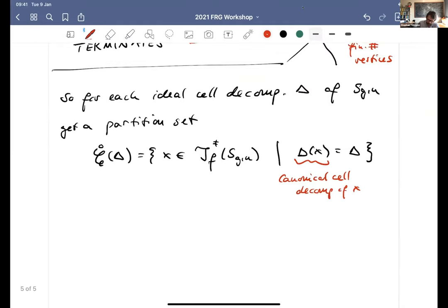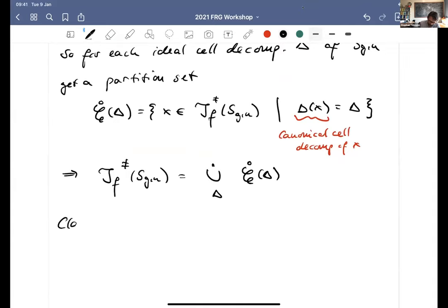Okay. And so this gives us now a nice partition of our space into these sets. So this is a disjoint union where you go over all cell decompositions and you do this. Okay, and so the claim is that each of these partition sets here that I'm looking at is a cell. So this would give us a nice cell decomposition for this moduli space. So the claim is that this thing here is homeomorphic to R to the 2e plus t minus k.